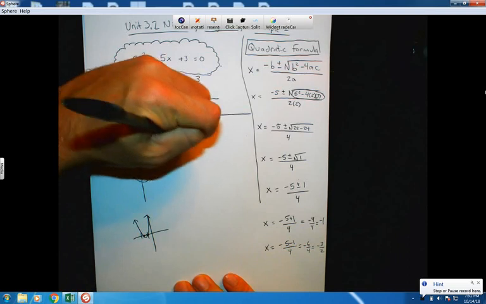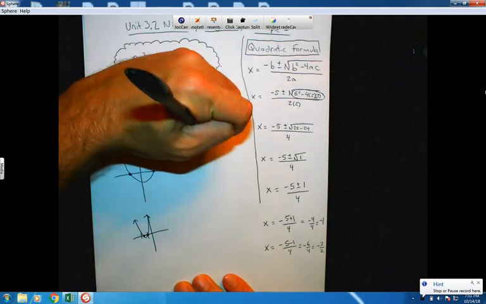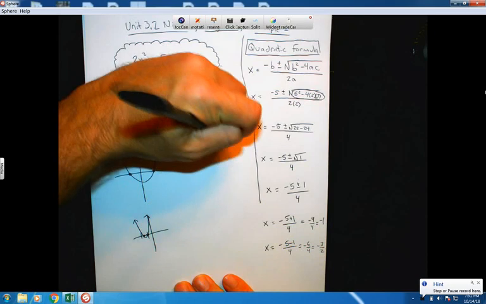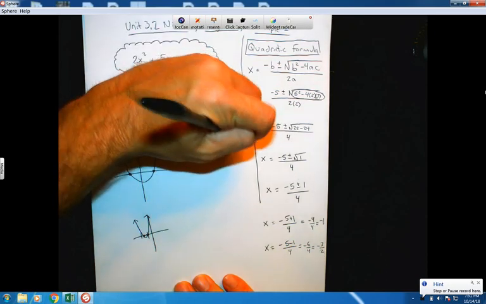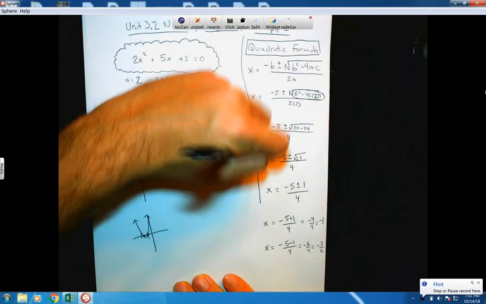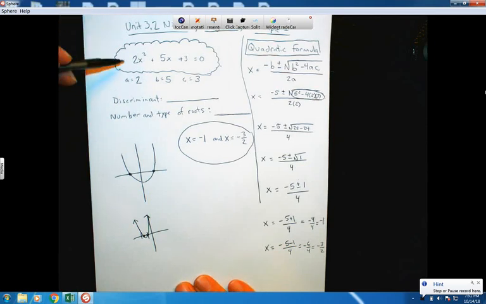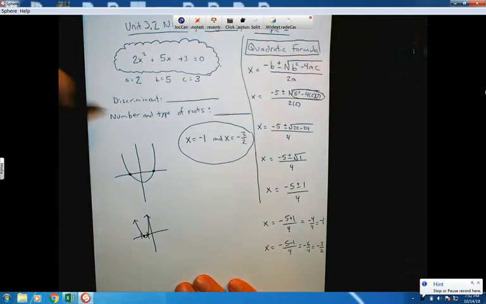So the solution to the problem is x equals -1 and x equals -3 halves. That's the solution. That is where this quadratic right here will hit the ground.